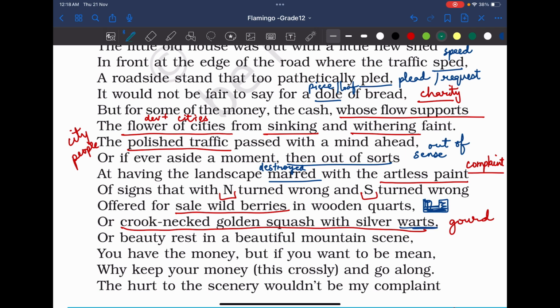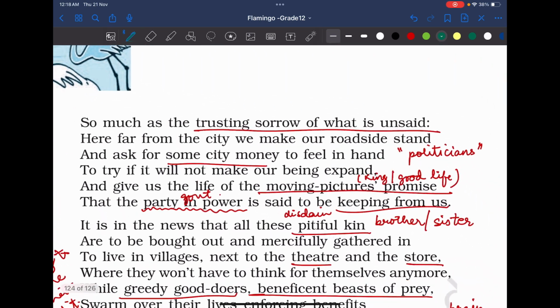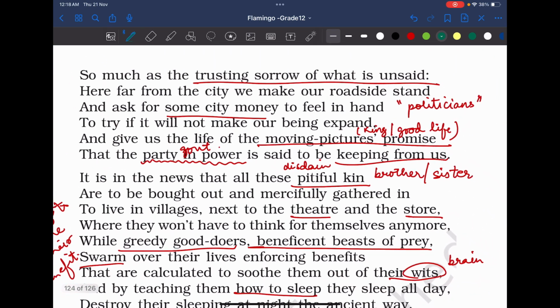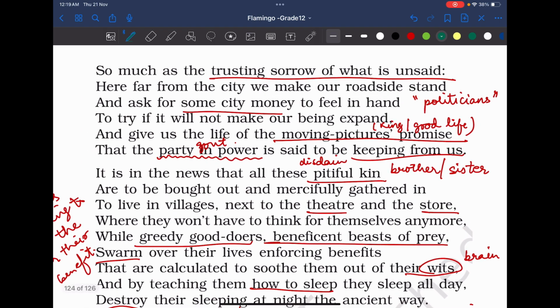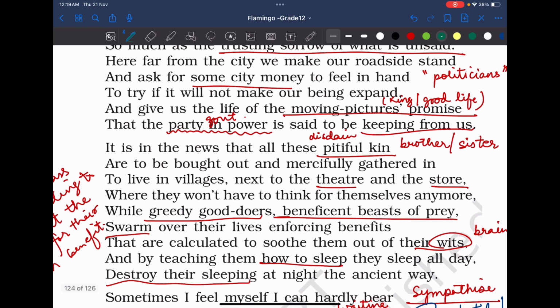a beautiful mountain scene. You have the money, but if you want to be mean, why keep your money and go along? The hurt to the scenery wouldn't be my complaint, so much as the trusting sorrow what is unsaid. Here, far from the city, we make our roadside stand and ask for some city money to feel in hand, to try if it will not make our being expand and give us the life the moving pictures promise that the party in power is said to be keeping from us.